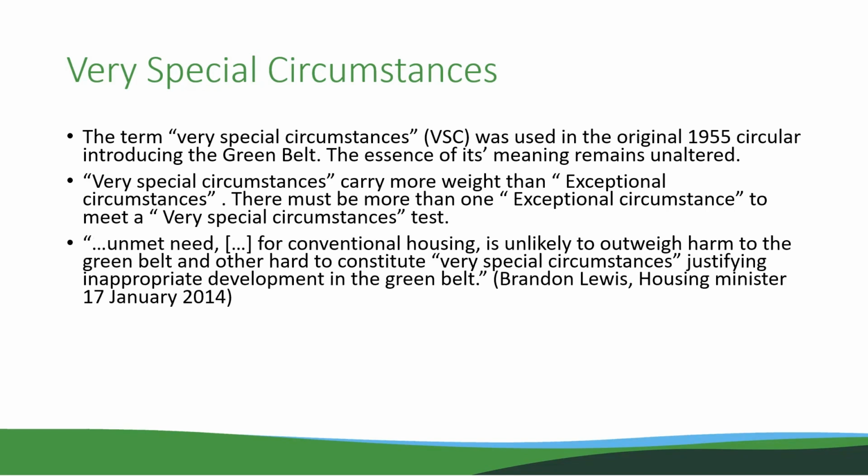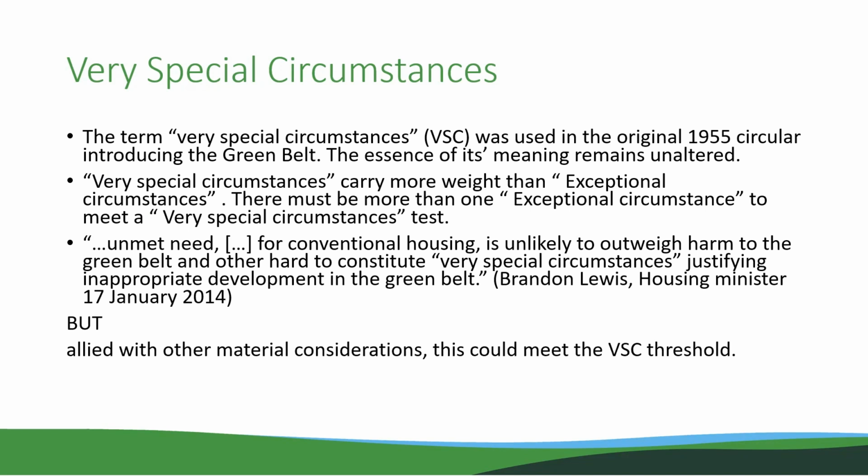Developers will often cite unmet housing need, particularly for affordable housing in Oxford City, to be a case for very special circumstances. However, there's also guidance here, with this being cited as unlikely to outweigh harm and constitute very special circumstances. But it could be a circumstance along with other considerations which could meet the threshold. But a developer citing unmet housing need alone is unlikely to outweigh harm in the Green Belt.